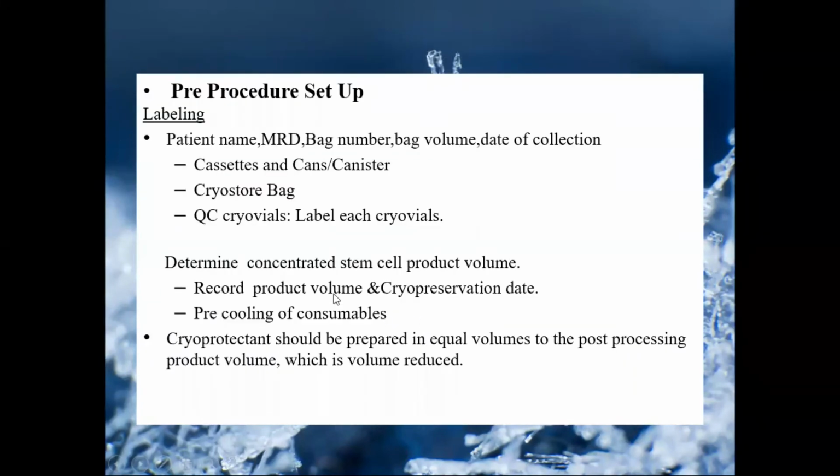So we're moving on to the pre-processing setup. You should have adequate labels for writing the volume of the stem cells, the name of the patient, the date of cryopreservation, on the bags, canisters, vials, everywhere you have to write it. You should have adequate labels. Determine the constituted stem cell volume after collection and also after volume reduction. And the cryoprotectant is added in the ratio 1:1. If you have 250 ml of stem cells, you will be adding 250 ml volume of cryoprotectant to that stem cells. So everywhere they will be taking the 1:1 ratio.